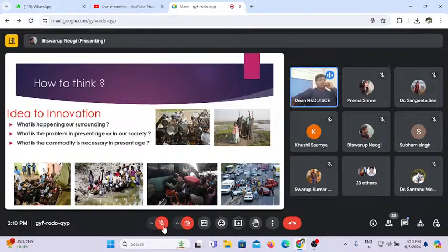And there is a key question all of the students can ask: how can we innovate, how can we develop a product? For that, three questions are required. What is happening in our surroundings? क्या हो रहा है surrounding में? What is the problem in present age in our society? And what commodity is necessary in present day? If you ask yourself these three questions, then you can understand innovation. What is the requirement to develop as a technologist?